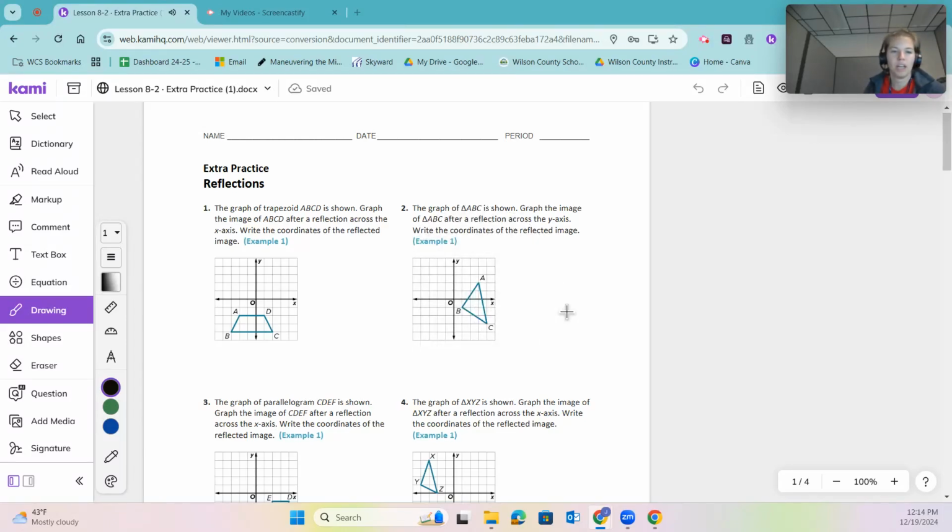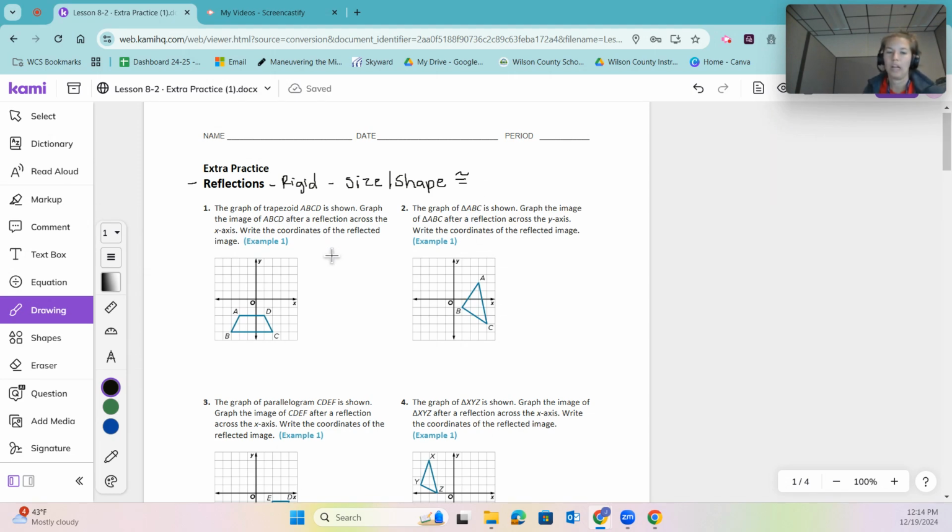Today we were talking about the specific transformation called reflection. A reflection is a rigid transformation, which means that the size and shape stay the same. And that means they are congruent. So when the size and shape stay the same, that means they are congruent.